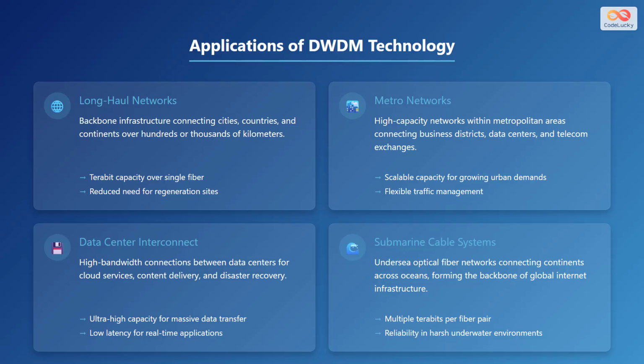DWDM is used for data center interconnects, which are high-bandwidth connections between data centers, enabling ultra-high capacity for massive data transfer and low latency for real-time applications. Finally, DWDM is critical for submarine cable systems, which are undersea optical fiber networks connecting continents across oceans, enabling multiple terabits per fiber pair and ensuring reliability in harsh underwater environments.